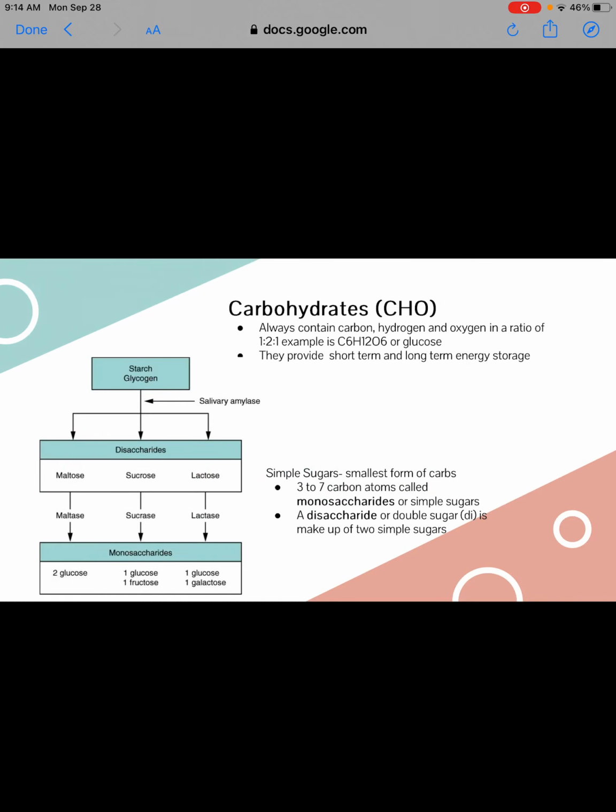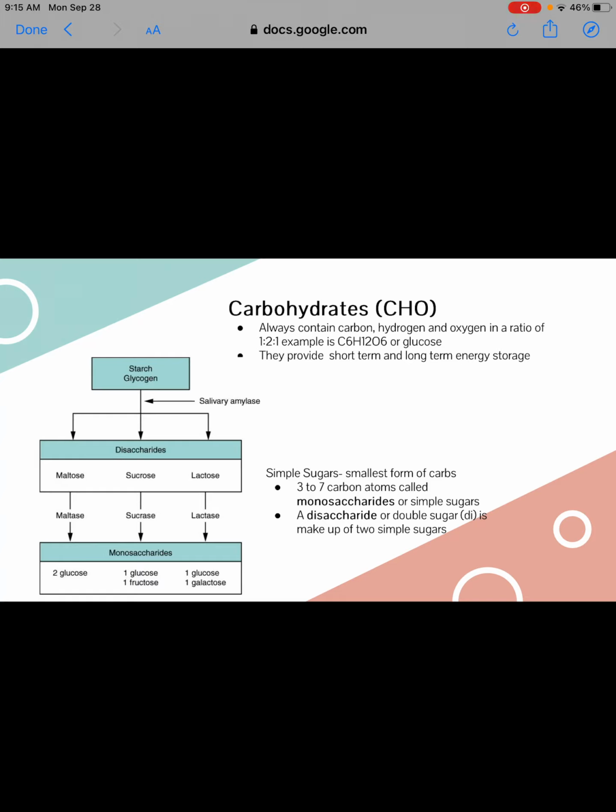So we've now finished the forefront of the ideas, the little basic stuff. Now we're going to really get into what the macromolecules are. The first one we're going to talk about is carbohydrates. Carbohydrates contain carbons, hydrogens, and oxygens always in the ratio of 1 to 2 to 1. C6H12O6, or glucose. 6, 12, 6, 1 to 2 to 1. Carbohydrates provide us with short-term and long-term energy storage, which is really key.